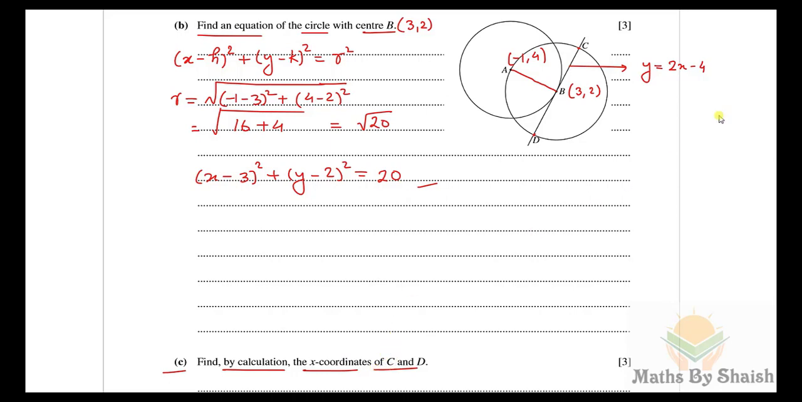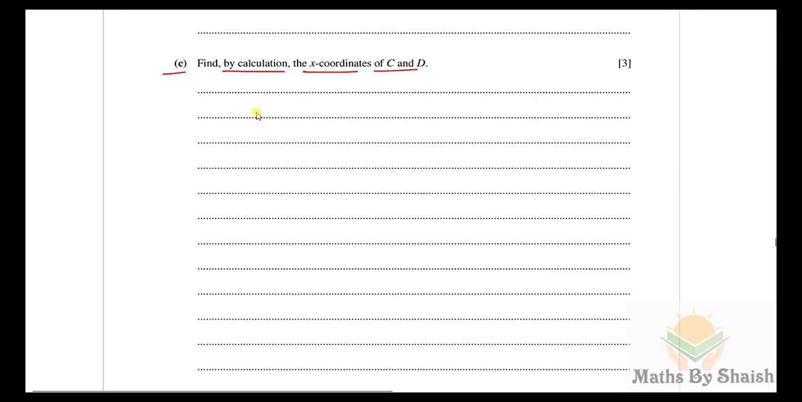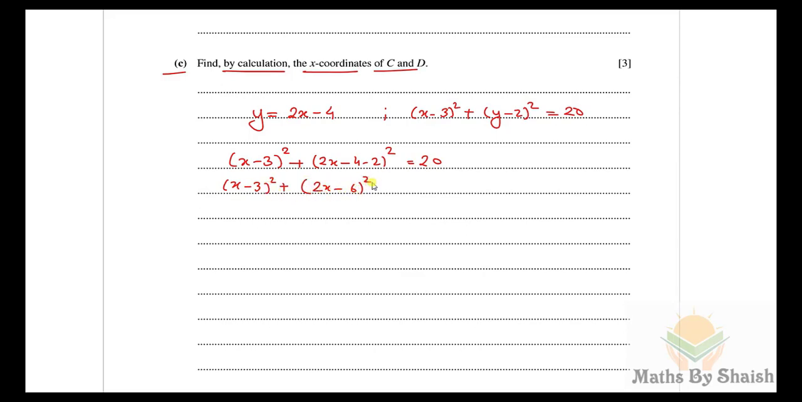So let's solve this simultaneous equation. y is equal to 2x minus 4, and the other one is (x minus 3) whole square plus (y minus 2) whole square is equal to 20. I'm going to substitute this value in this, so it becomes (x minus 3) whole square plus, in place of y, I'll write (2x minus 4 minus 2) whole square is equal to 20, or we can write it as (x minus 3) whole square plus (2x minus 6) whole square is equal to 20.